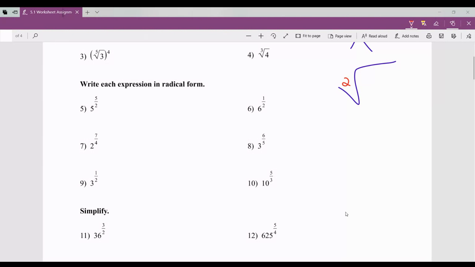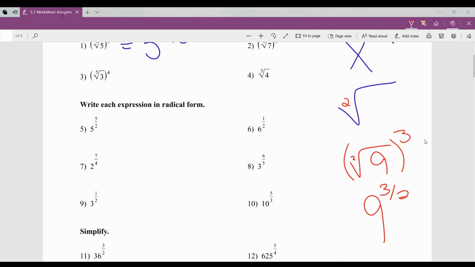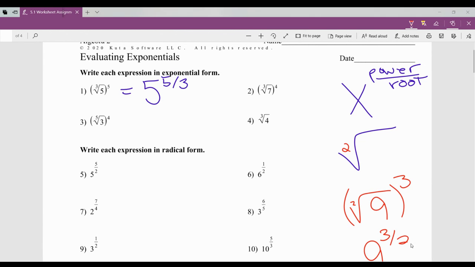So if I gave you an example, the square root of 9 raised to the 3rd, and we had to rewrite that, we would say since that's a square root, that technically means it's a 2 there. 9 to the power over root, so power is 3 over root is 2. Okay, so that's how we would rewrite it as a rational exponent.